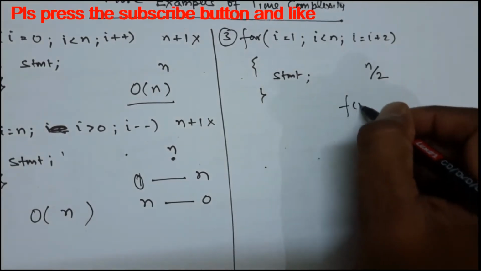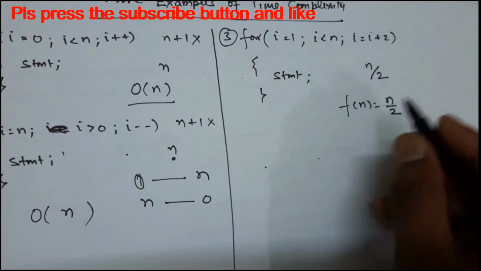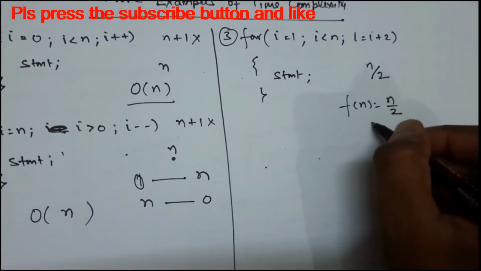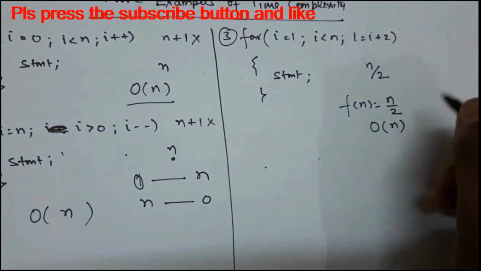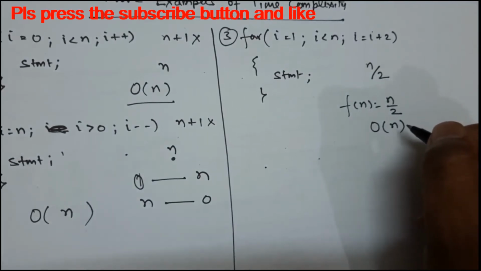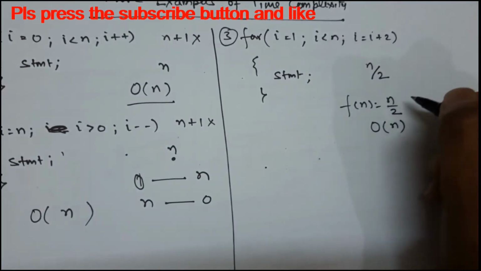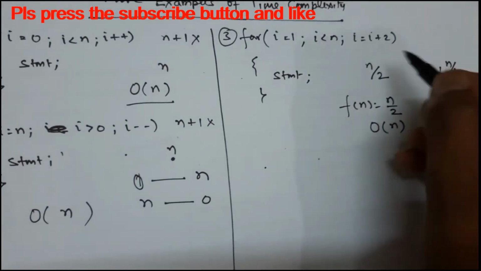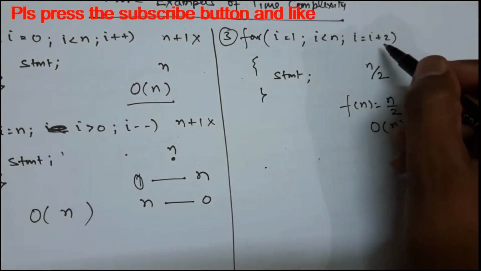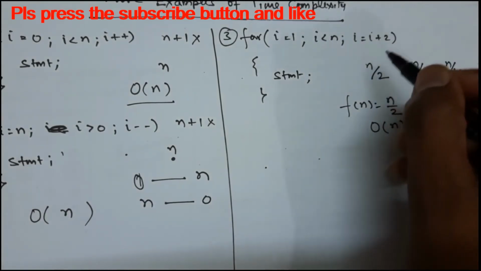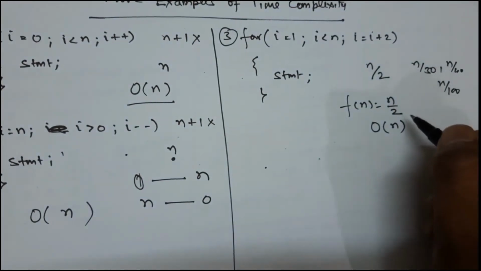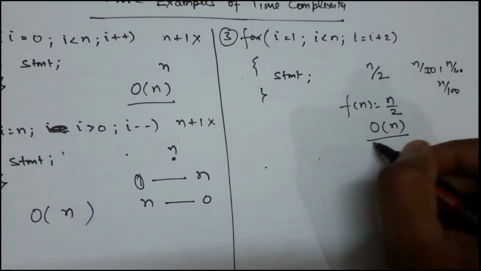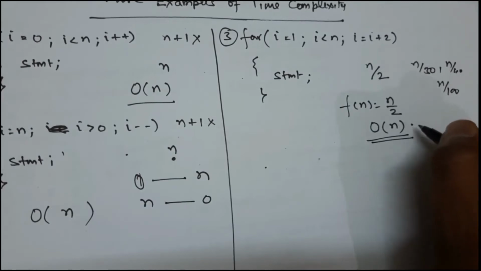So if the time function is n by 2, then the complexity would still be the same, that is order of n, because the degree of the polynomial will not be changed. Either it is n by 2 or n by 30 or n by 40 or n by 100, whatever is the number of times the loop is updated, the degree of the polynomial will not be changed. So the complexity of the algorithm will be order of n.